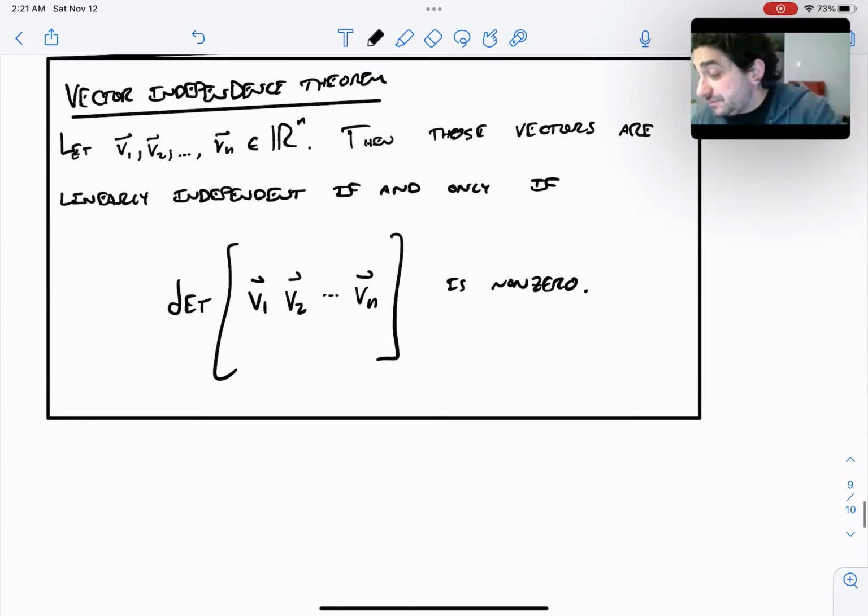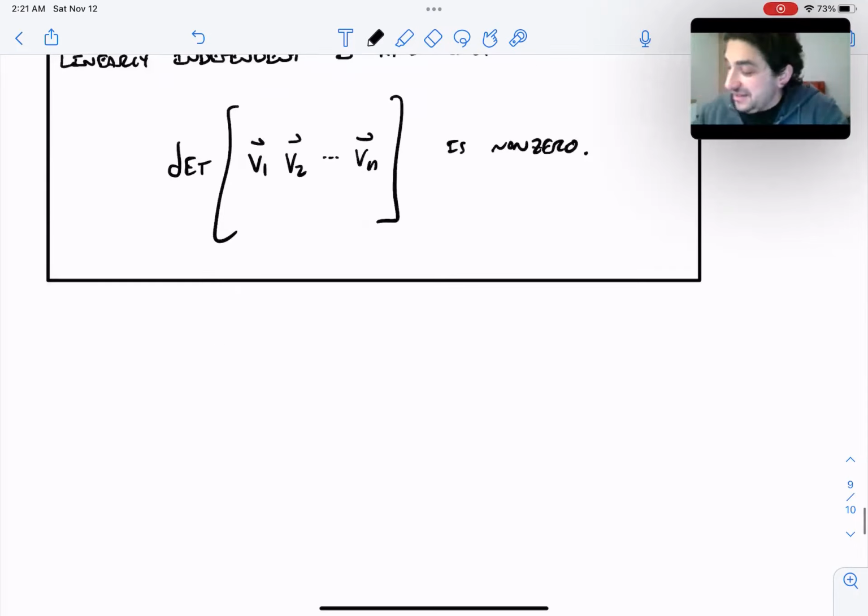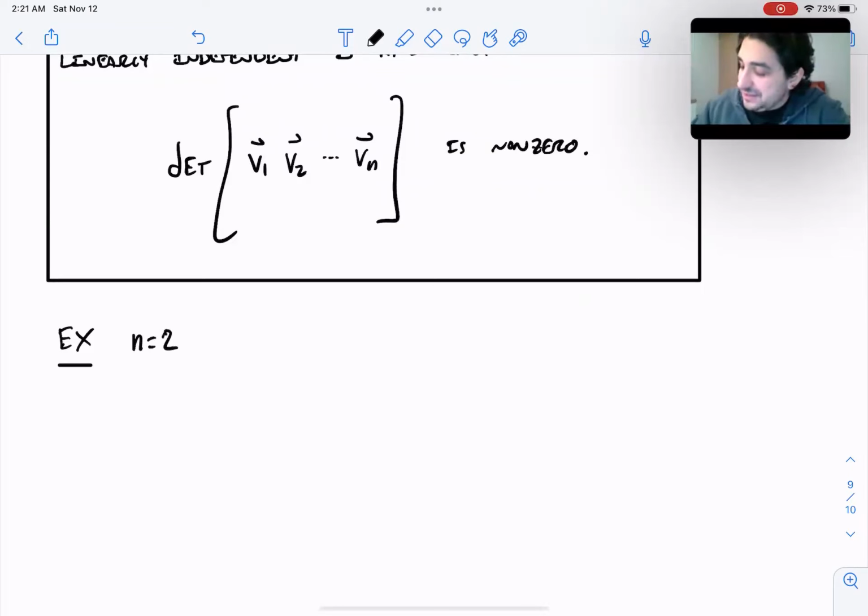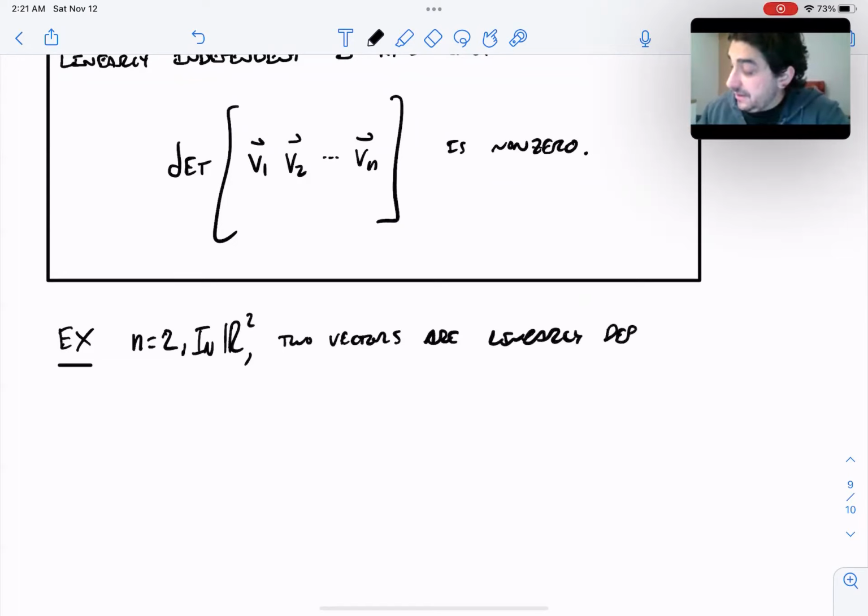All right. So what do we need to do? We need to look at what on earth is a determinant. So let's look at the dimension 2 case, because it's a lot easier in the plane. In the plane, two vectors are linearly dependent if and only if what?